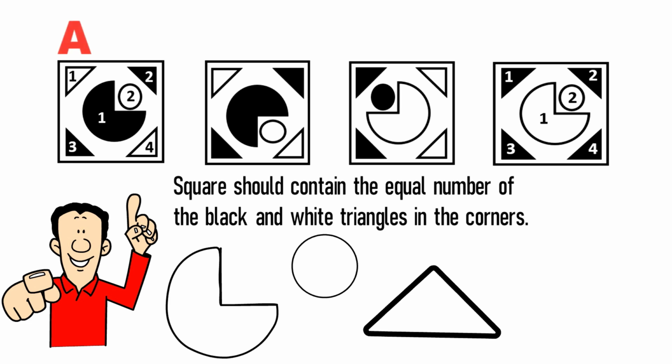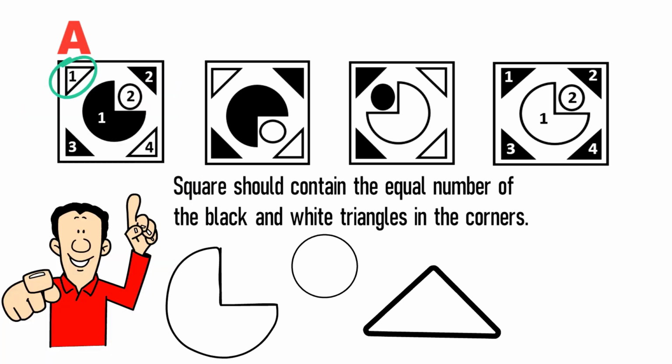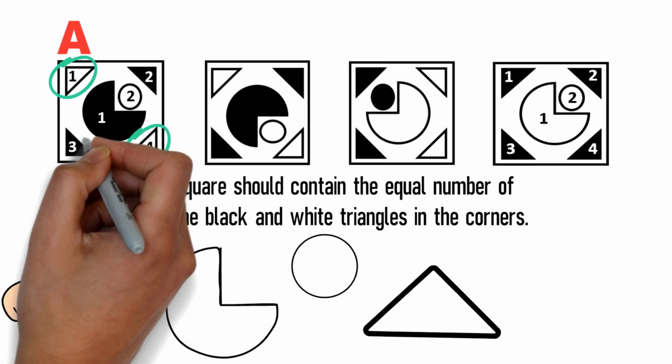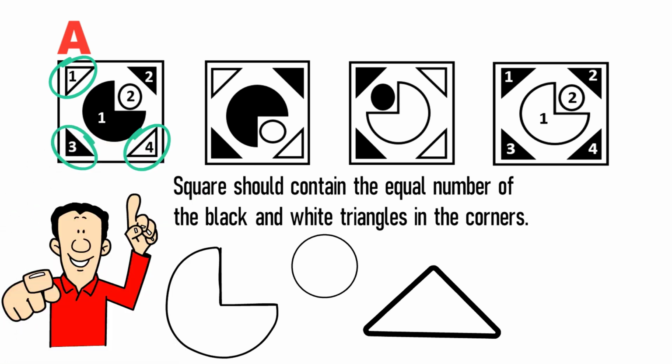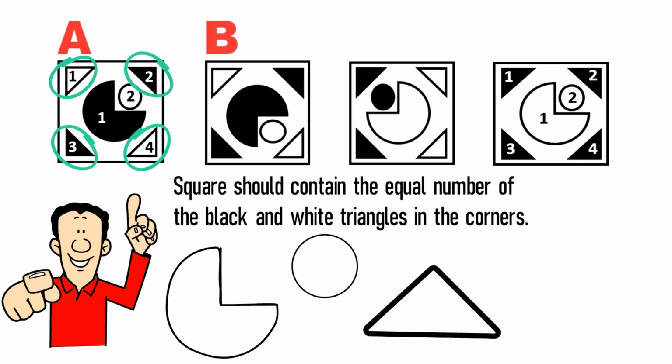Triangles in the square A are positioned diagonally across from each other. White triangles are located in the upper left corner and in the bottom right corner, and black triangles are located in the bottom left corner and in the upper right corner. You can see that the same pattern exists in the shape B, 2 white triangles and then 2 black triangles, and in the shape C, 2 black triangles on the left and 2 white triangles on the right. But if we look at the choice D, you see that there are 4 black triangles in the corners.